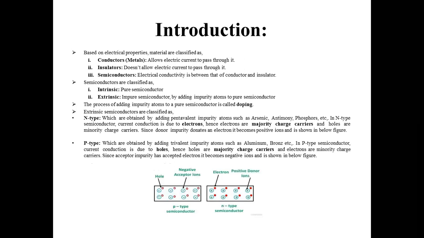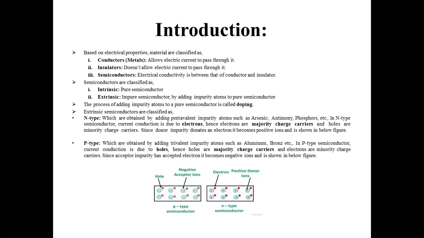Before starting the diode, based on electrical properties, materials are classified into three types: conductor, insulator, and semiconductor. A conductor provides good electrical conductivity. It will not oppose the electric current flow through it. It has very low resistance, you can say. An insulator has high resistance to the conductivity of electrical current. It will not allow the current to flow through it.